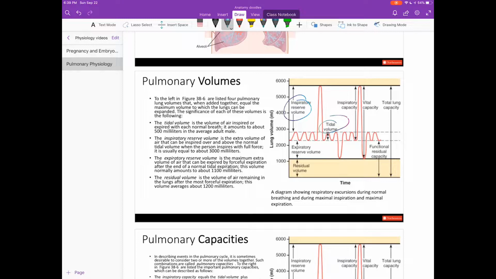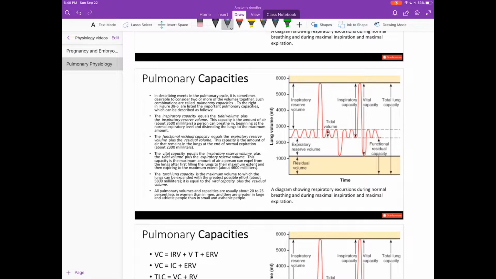If you were to take a forced expiration, that is the expiratory reserve volume, and that is about 1,100 milliliters. And then finally, there's a residual volume of air that always remains in the lungs regardless of how much you try to expire, and that is about 1,200 milliliters. And that accounts for the fact that the lungs are always at least partially inflated by virtue of the fact that the pleura are stuck together, both the visceral and the parietal pleura.